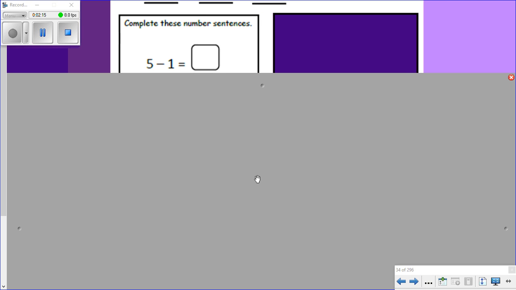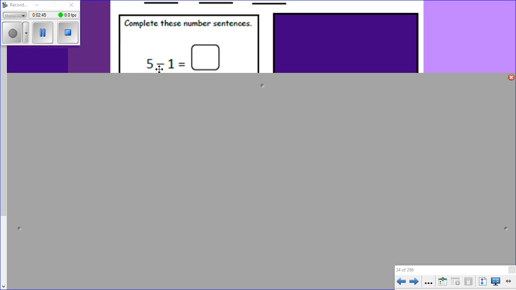Let's take a look at these number sentences. Here we have this equation, this number sentence. 5 minus 1 equals, and we need the number to go there. The equal sign just means that whatever's on one side of the equal sign has to be the same as what's on the other side. That has to be the same amount, but it doesn't have to be represented in the same way.